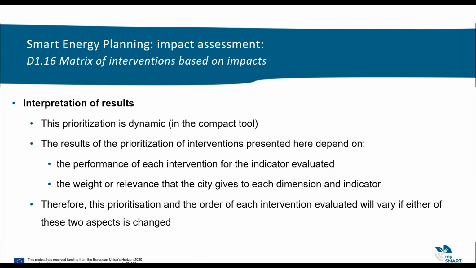So here, before showing some examples of the type of results that this tool provides, I want to make some remarks related to the interpretation of those results. The first one is that this prioritization is dynamic in the compact tool. So it will change depending on the inputs that the cities give to the tool. And these variations will depend on the following aspects. First, the performance of the intervention for each of the indicators, and second, the weight that the city gives to each indicator. So if any of those aspects vary, the order of the prioritization of the interventions will also vary in the tool.